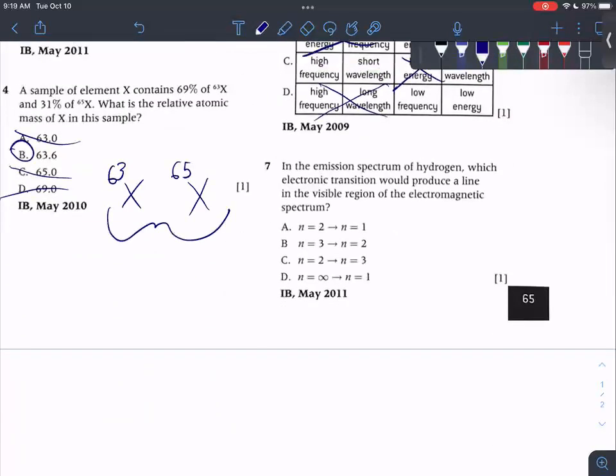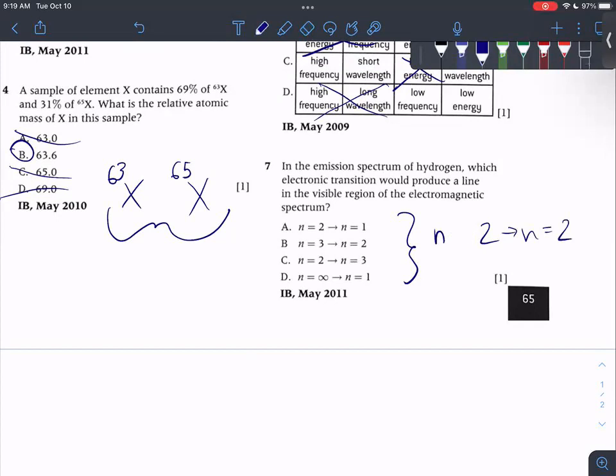All right, lastly, number 7, in the emission spectrum of hydrogen, which electronic transition would produce a line in the visible region of the electromagnetic spectrum? Unfortunately, you just will have to memorize this type of answer, but usually in hydrogen, when you go from n equals pretty much anything greater than 2 to n equals 2.